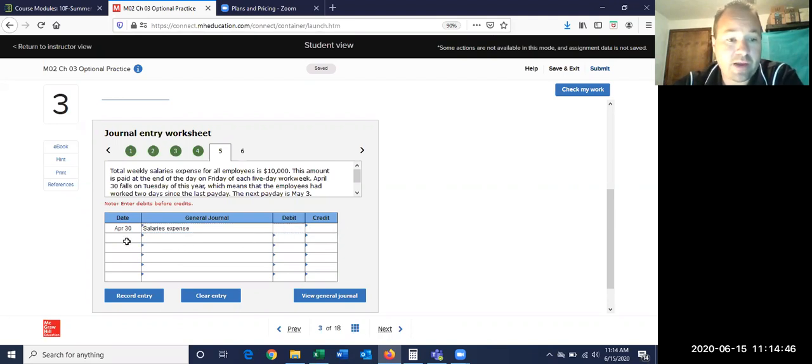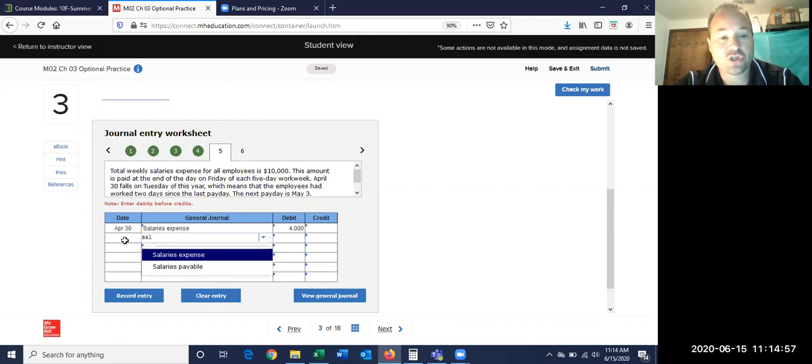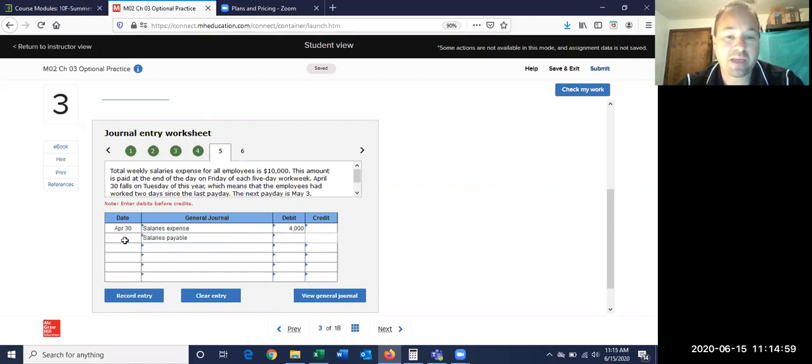Our workers on April 30th have worked 2 days, the 29th and the 30th. So we need to show that they worked those 2 days since the last payment. And we need to show that we owe them money for those 2 days because we haven't paid them yet. We're not going to pay them till May 3rd.